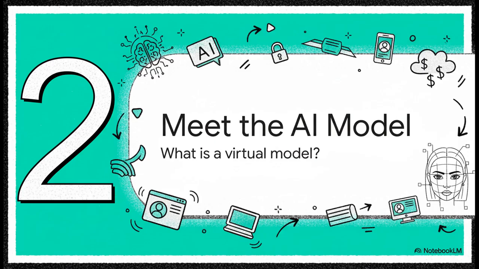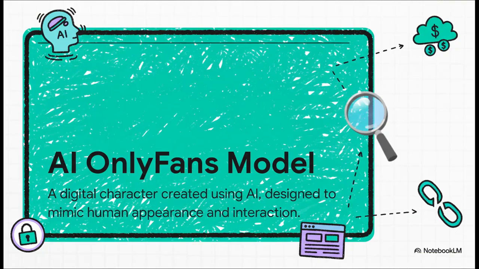So let's properly meet the star of this new economy, the virtual influencer, or the AI model. So what is it really? At its core, an AI model is a digital persona that's been crafted entirely with artificial intelligence. The whole point is to simulate human appearance and interaction, especially for engaging with fans on subscription sites. It looks real, it can talk like it's real, but it's all generated by code.